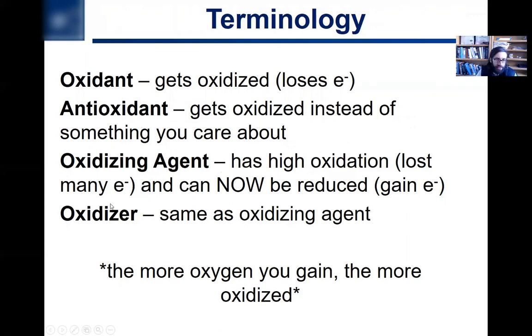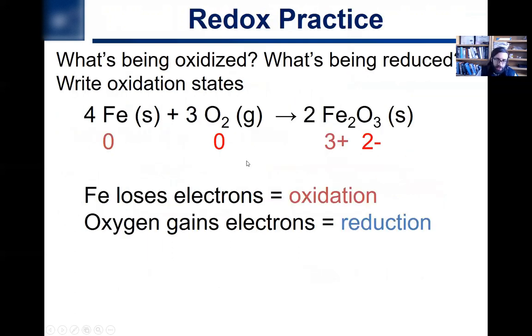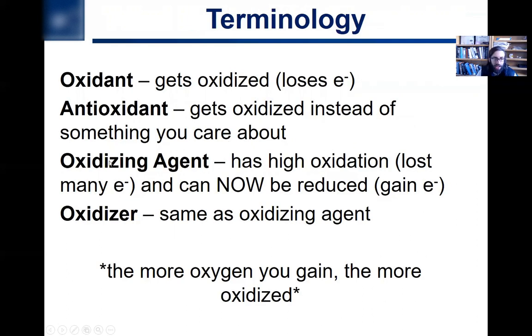So there's reductant, also there's oxidizer. Oxidizer also means the same thing as oxidizing agent. So you could call oxygen here an oxidizer or an oxidizing agent. Most of the time, we'll use the term oxidizing and reducing agent. Those are really important terms.